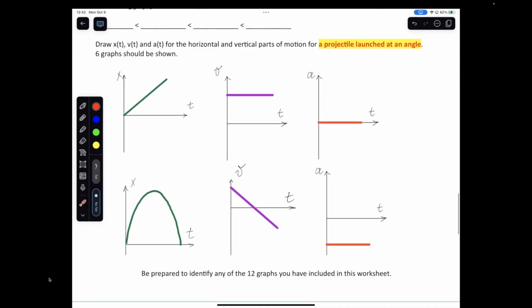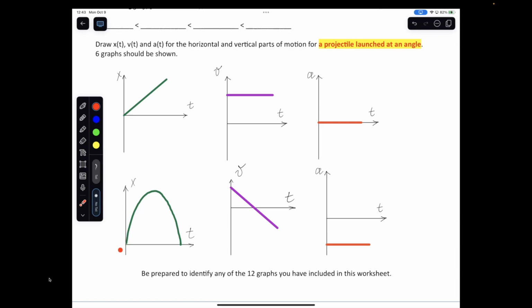All right, here are the graphs. The first part, the horizontal part, did not change at all. We still have positive velocity, constant rate. So this represents constant rate. This is constant positive velocity in the horizontal direction, still no acceleration.